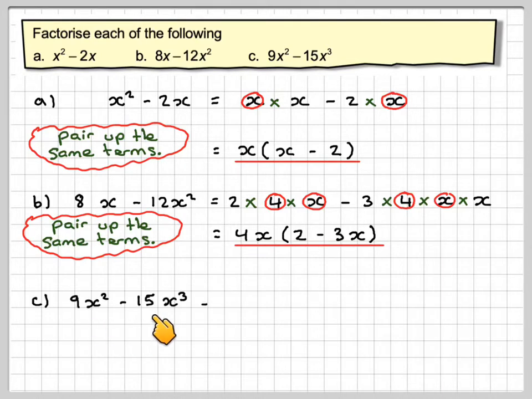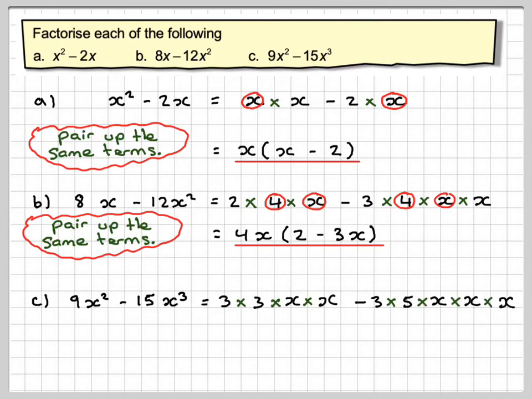C, 9x squared minus 15x cubed. So same idea. What's the highest number that goes into both 9 and 15? It's 3. So we're going to write 9 as 3 times 3. x squared is x times x. And we're going to write 15 as 3 times 5, and x cubed as x times x times x.